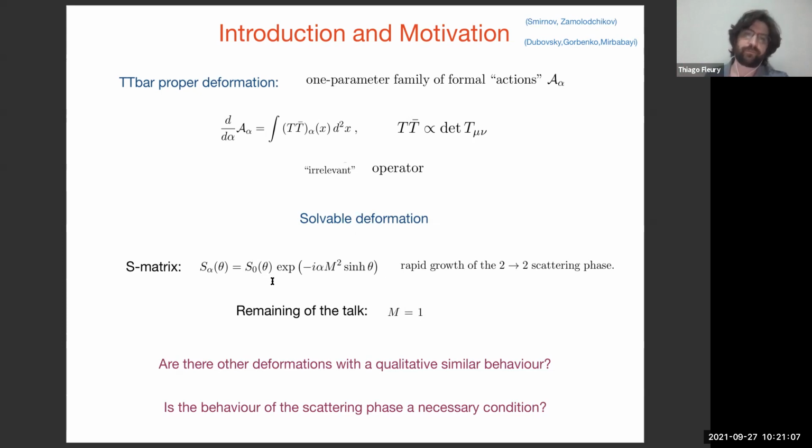And when you see this S-matrix, there are some questions. The questions are whether there are other systems that have a similar qualitative behavior to this TTbar, and also many of the properties of this TTbar, which I will review a bit more in the next slides, for example the Hagedorn transition, or all this relation with gravity and everything. Maybe when you look at this additional factor, you see that when theta goes to infinity it has a very particular behavior. So maybe some of these features could be related to this behavior of this factor.